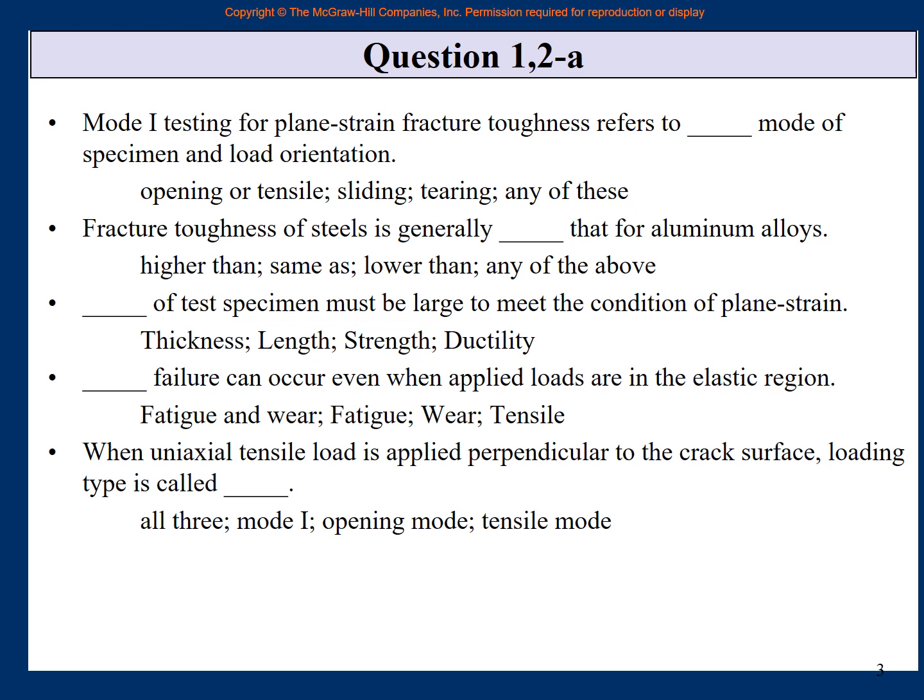When uniaxial tensile load is applied perpendicular to the crack surface, loading type is called mode 1, opening mode, tensile mode, all three. So you know that all three names are correct. When the direction of the force applied is roughly perpendicular to the direction of the crack opening, then it is mode 1 or opening mode or tensile mode. So the correct answer is all three.